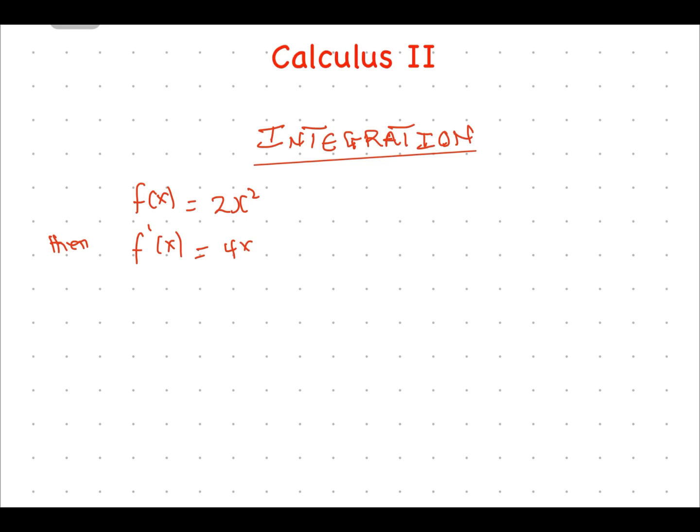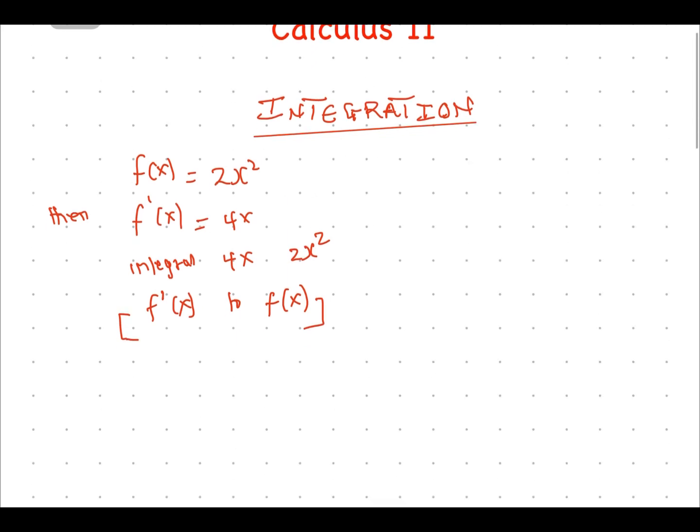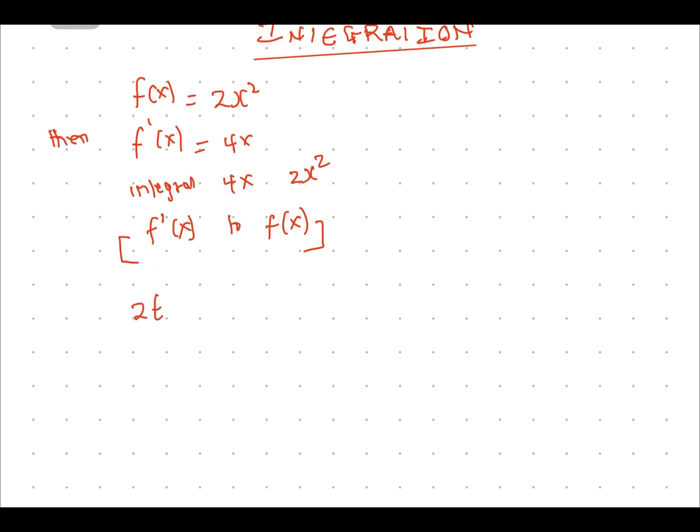Thus the integral of 4x is 2x squared. That is the integration, which means that integration is the process of moving from f prime of x to that of f of x. This is what I call integration being a reverse of what? Differentiation. By a similar reason, the integration of 2t is also t squared.